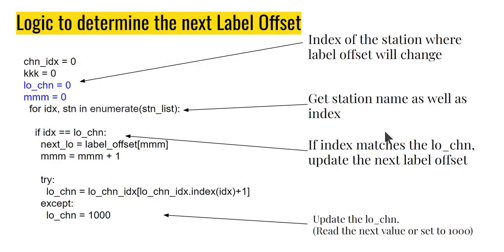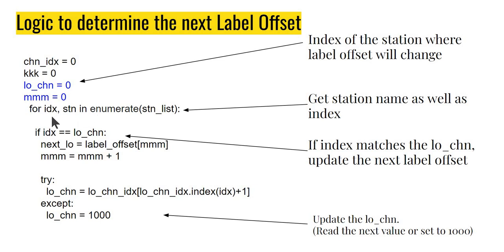So what I do is I create a couple of variables. I call it, let's say, LOCHN. Now this is analogous to change index, basically the index of the station where the label offset will change. I set a counter variable to 0, call it MMM. Now once again, I iterate through the entire list. Remember, this enumerate will give me the index as well as the name.